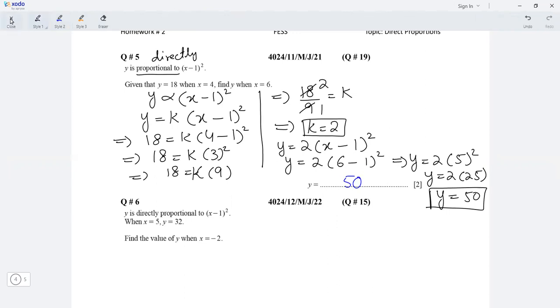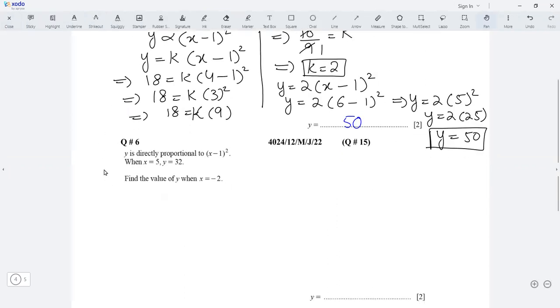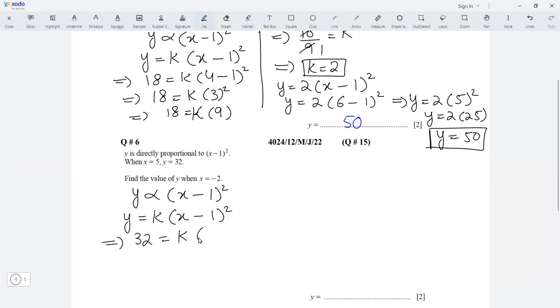Moving towards question number 6. In question 6, they're saying that y is directly proportional, the same thing. Proportional or directly proportional, it is the same concept. y is proportional to (x minus 1) whole squared. Replacing the proportionality sign with a constant and an equals sign: y equals k times (x minus 1) whole squared. First information: when x is 5, y is 32. Replace y with 32 equals k times (5 minus 1).